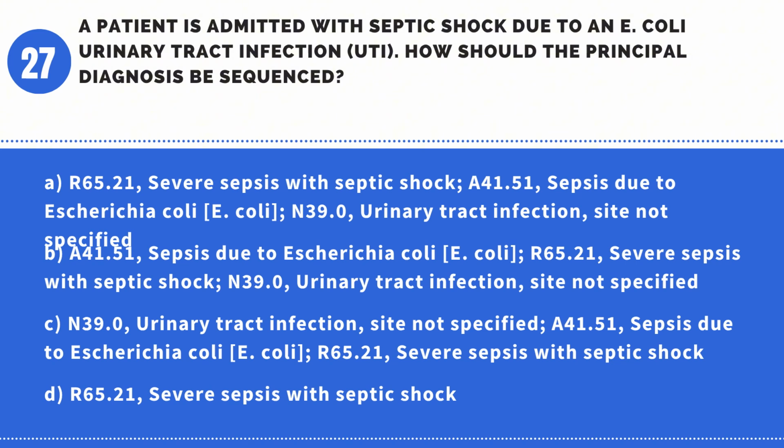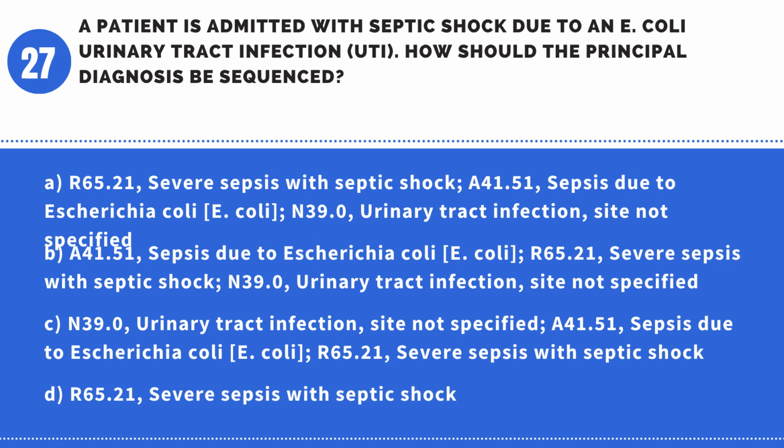B. A41.51, sepsis due to Escherichia coli, R65.21, severe sepsis with septic shock, and N39.0, urinary tract infection, site not specified. C. N39.0, urinary tract infection, site not specified, A41.51, sepsis due to Escherichia coli, R65.21, severe sepsis with septic shock.